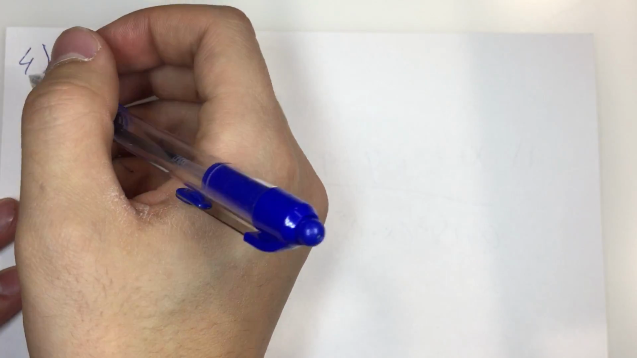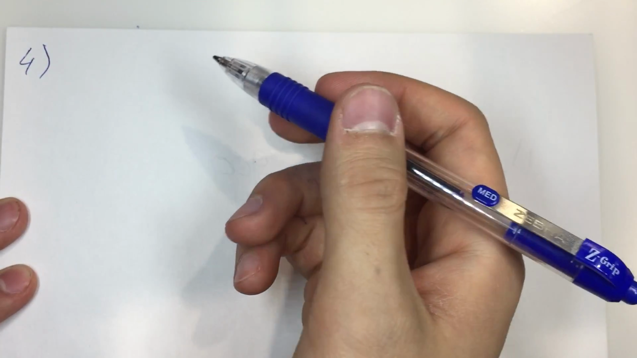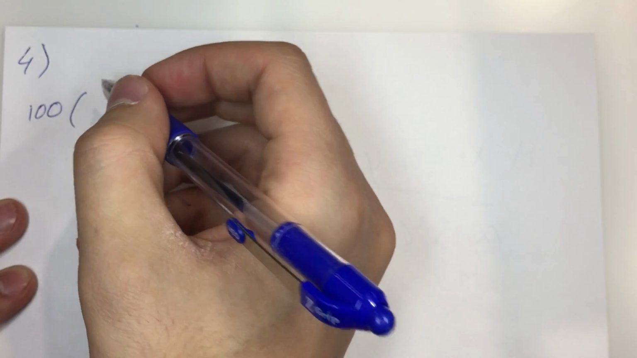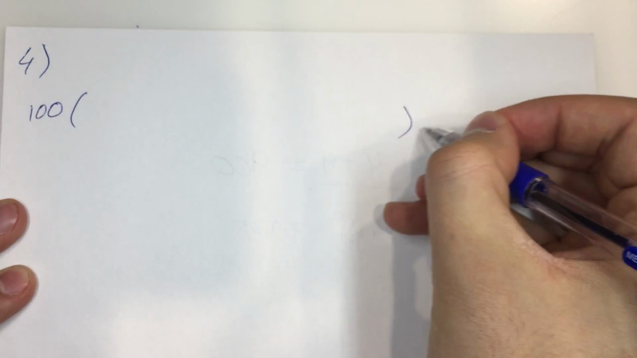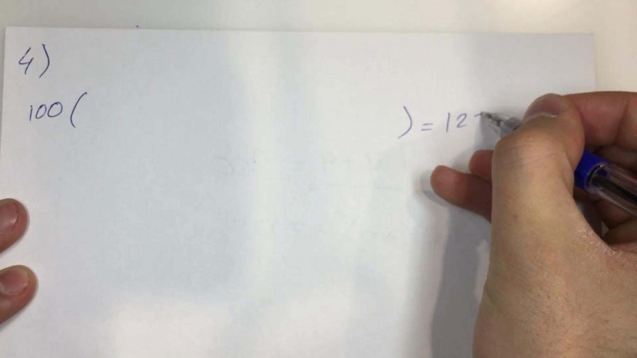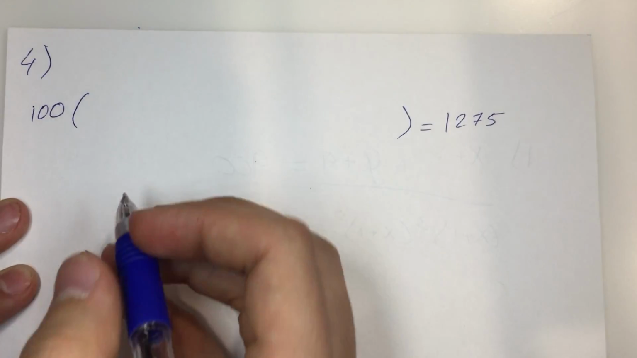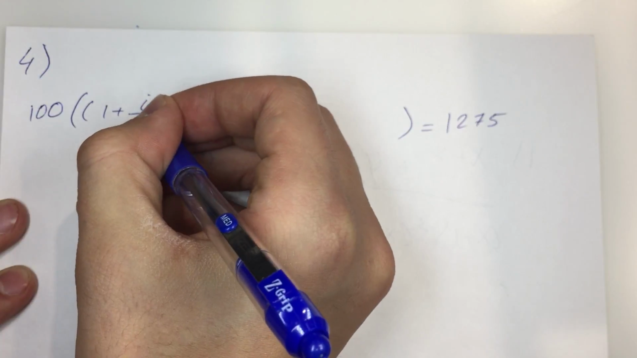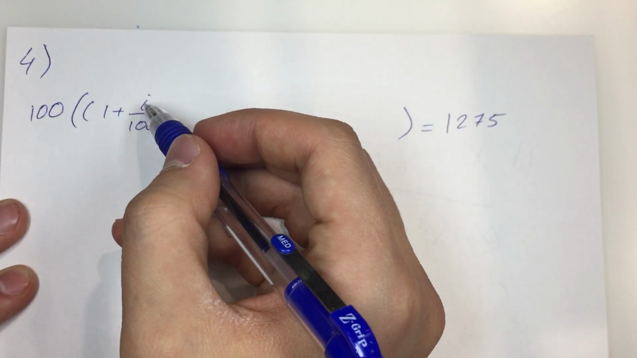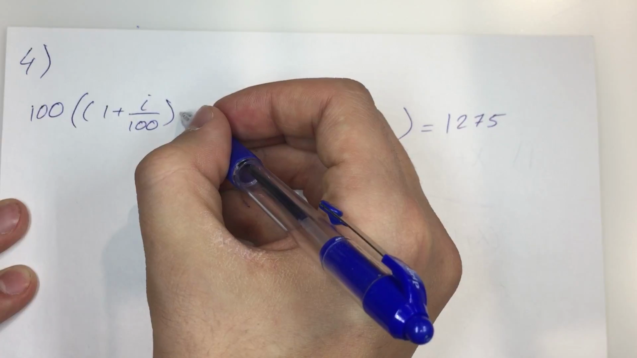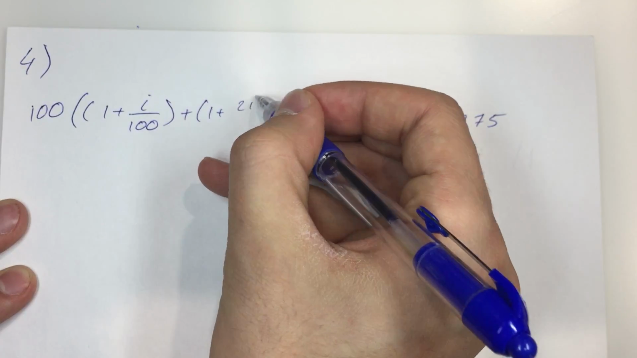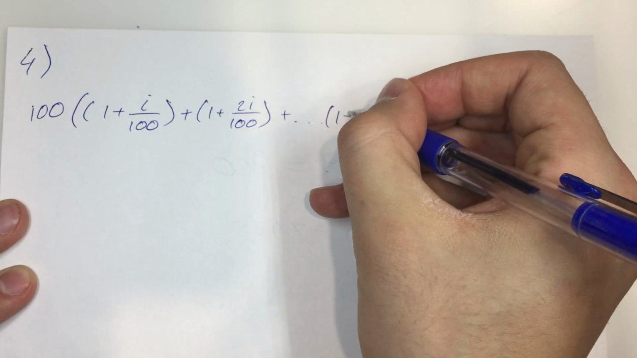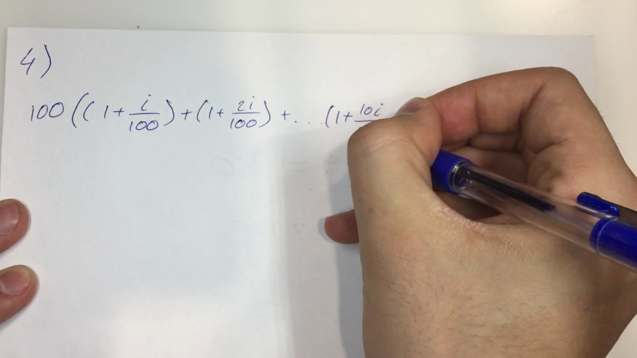So let's start this off by writing down the first equation that the question gives us. That is $100 for every year for 10 years will accumulate to a total of $1,275. Well, for the first year, we have 1 plus i. We'll divide this by 100 just because whatever answer we finally get for i will just be a percentage at the end. Plus 1 plus 2i divided by 100, etc. And here we have 1 plus 10i divided by 100.